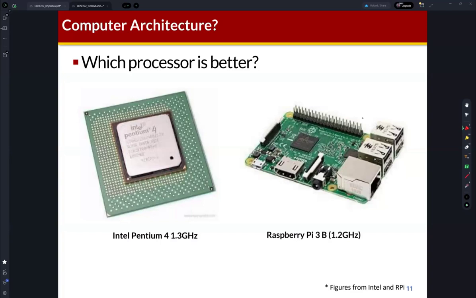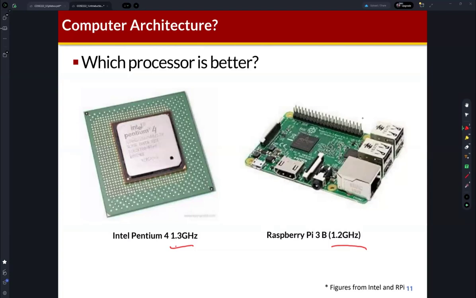To understand, which processor is better? Which processor is faster? It's a Pentium 4 at 1.3 gigahertz, and this is a processor on the Raspberry Pi 3B, and the clock speed is 1.2 gigahertz. Can you guess? Do we have enough information for measuring the performance of these computer systems? No, why? I just provided the clock speed, the clock frequency. If you are interested in computer hardware, you can understand that using this clock frequency, we can measure the performance of a computer system. It means if the clock frequency is higher, then you can think this processor is better. We typically think like this, right?